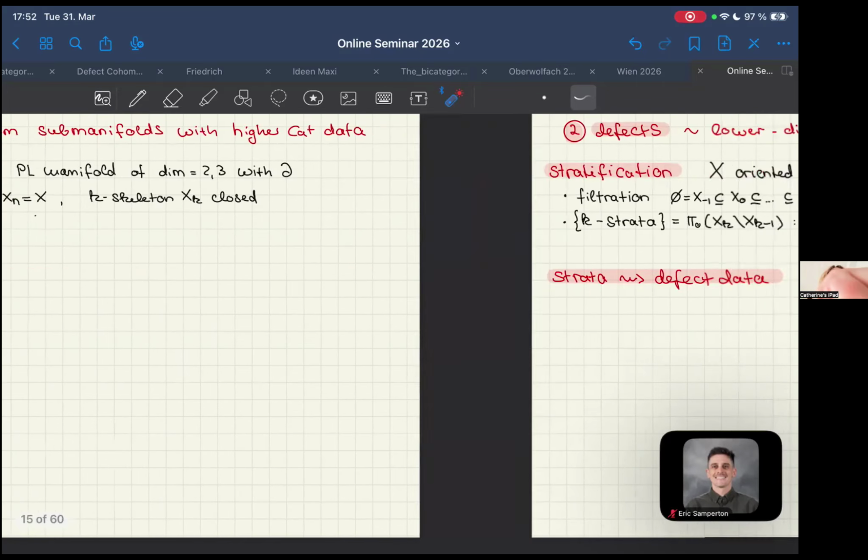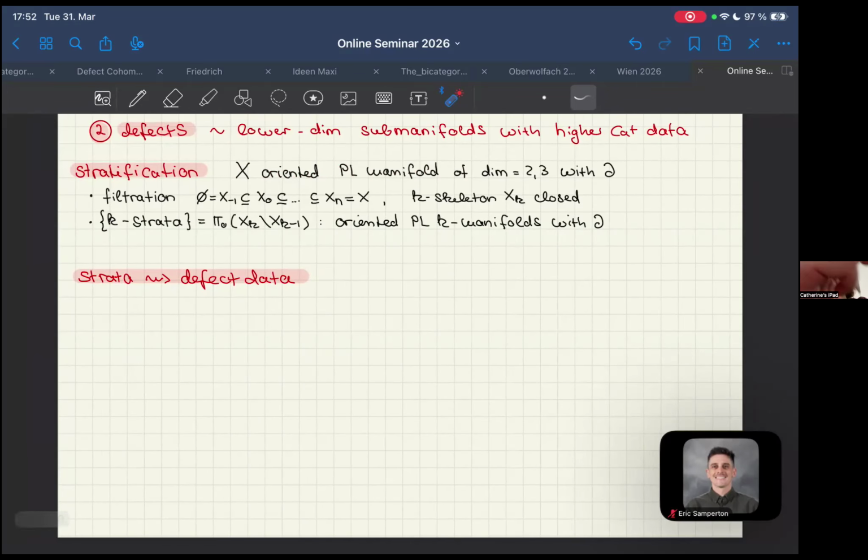If we have a filtration, we have a notion of strata. The k-strata are defined as the connected components of the k-skeleton minus the (k-1)-skeleton. And typically one imposes certain conditions on them. The condition we impose is that they're oriented piecewise linear k-manifolds. So the k in the k-stratum gives you the dimension of the manifolds, and they can have a boundary, and the boundary must be contained in the boundary of X.